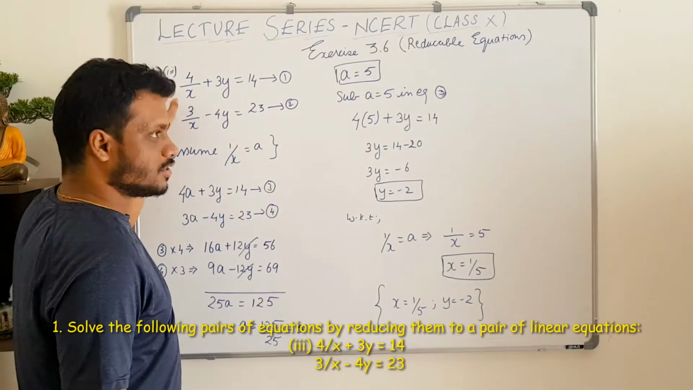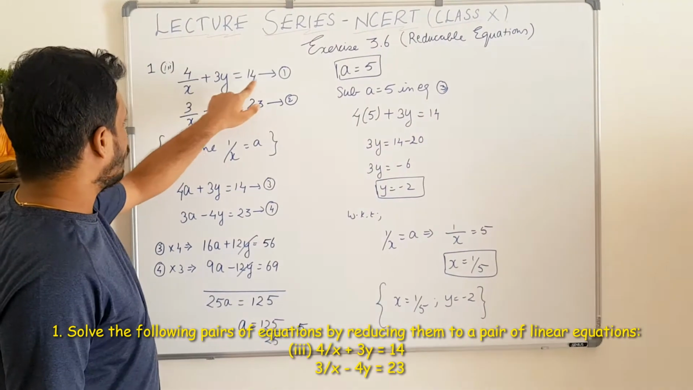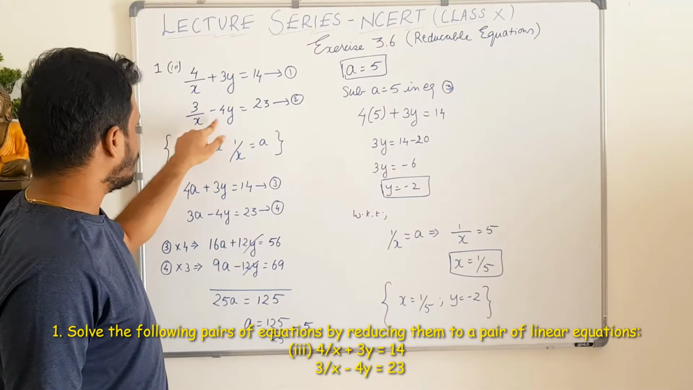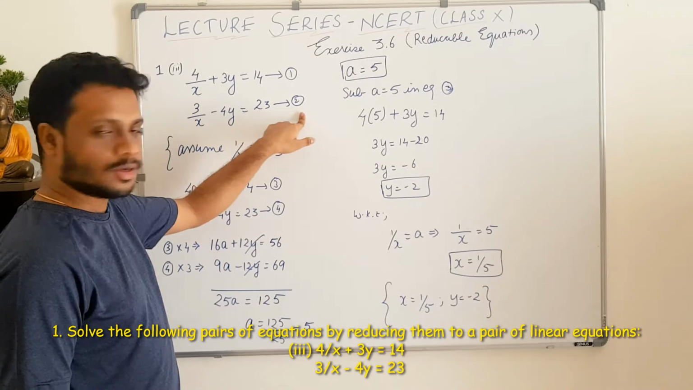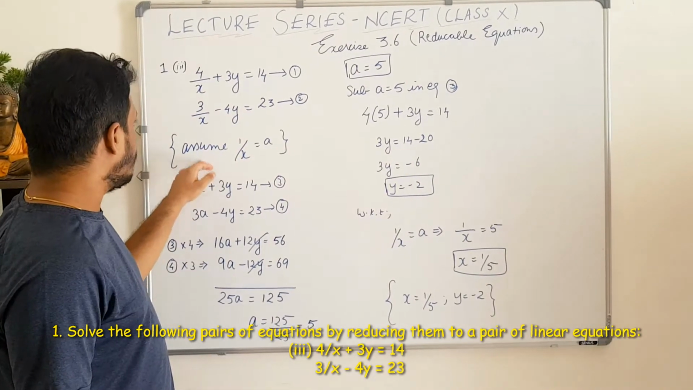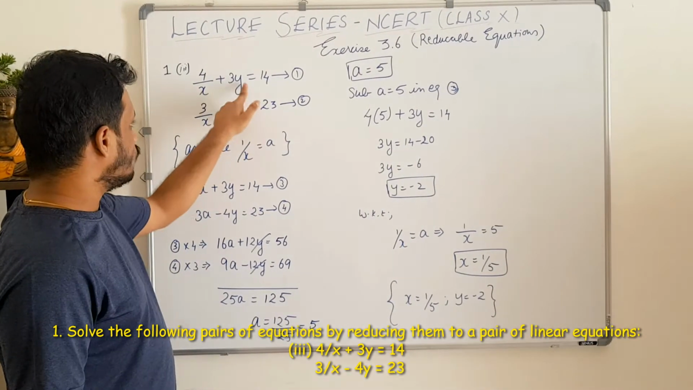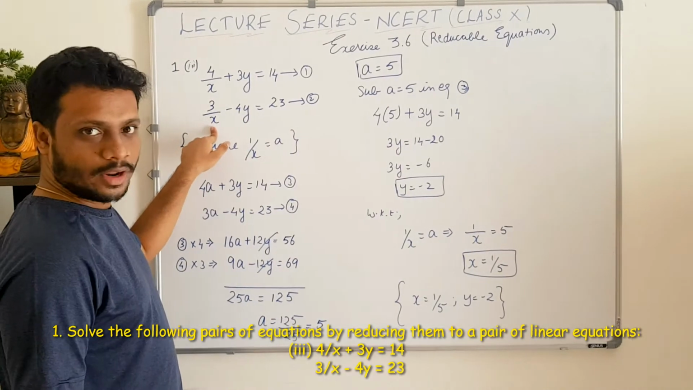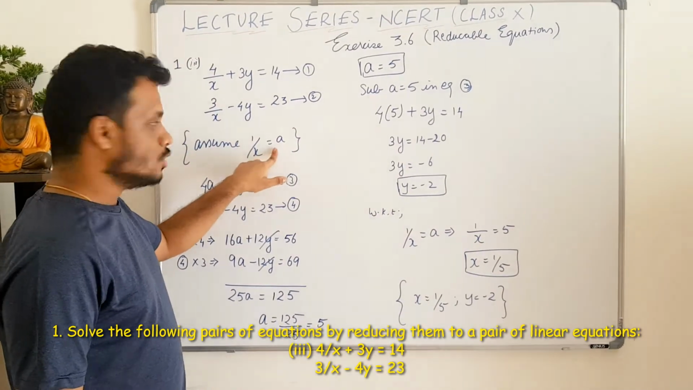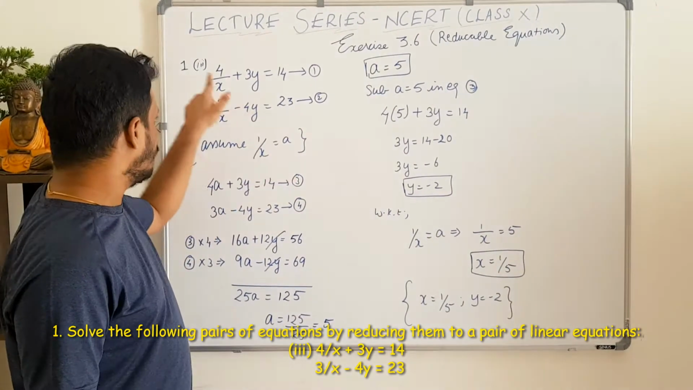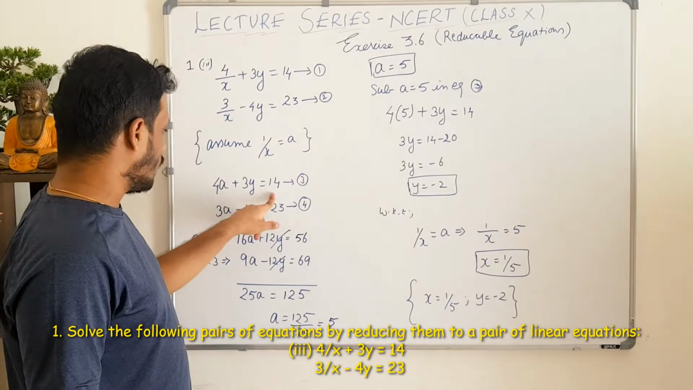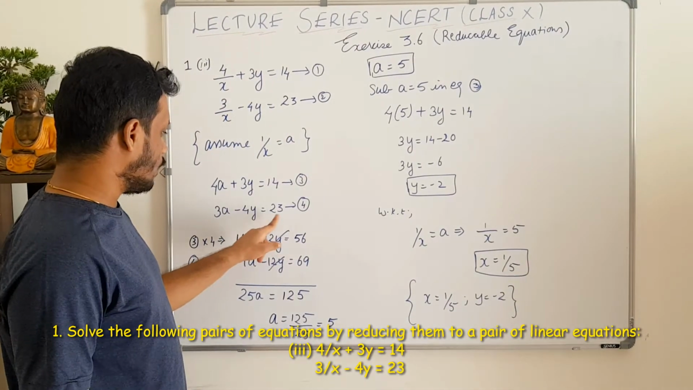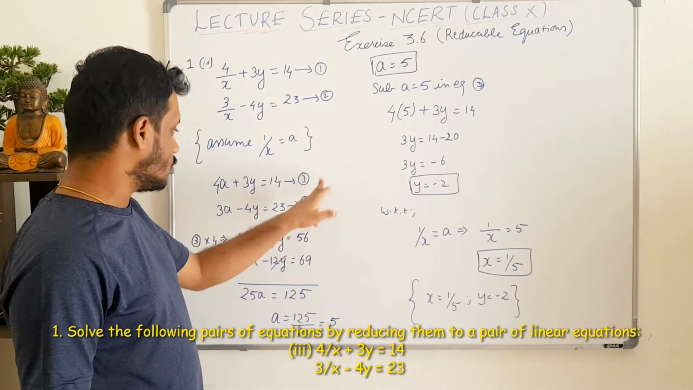This is the third subdivision. We have 4 by x plus 3y equal to 14 as equation 1 and 3 by x minus 4y equal to 23 as equation 2. And here if you see, y is not in the denominator, it is in the usual form. So we make assumption only for x. So we take 1 by x as a. So when I take 1 by x as a, I substitute it in these two equations. I get 4a plus 3y equal to 14 and 3a minus 4y equal to 23. So these are my modified equations, which is 3 and 4.